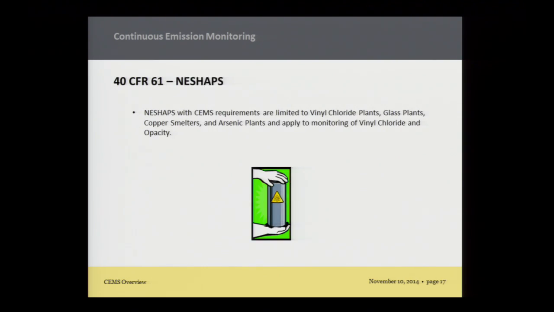So your niche apps. CEMS requirements are limited mainly to vinyl chloride plants, glass plants, copper smelters, and arsenic plants, and apply to monitoring of vinyl chloride and opacity. So there's not really much that hits the petrochemical side there. So, you know, no ethylene, no specialty chemicals really other than the vinyl chloride.